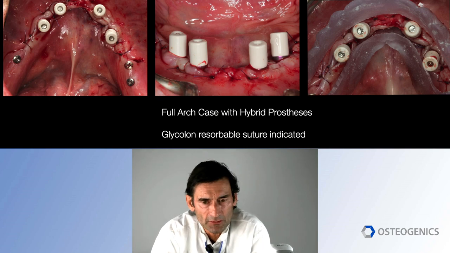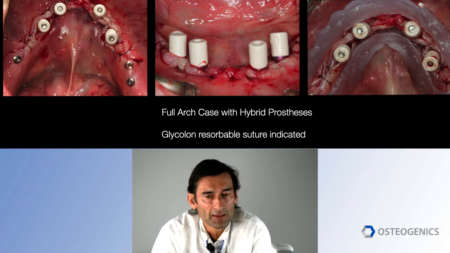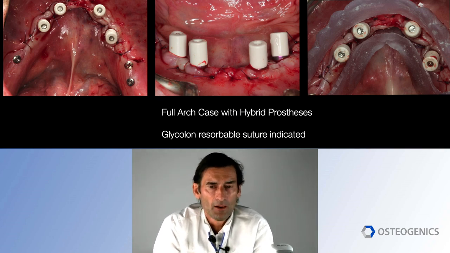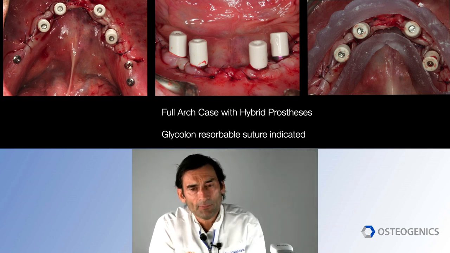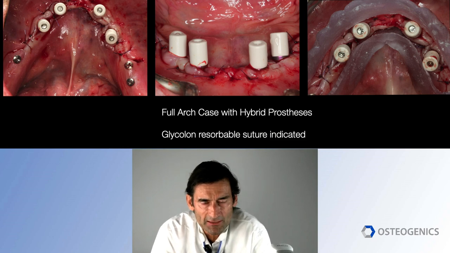Now let's go to a type of case that we do very often. It's your full arch case where you're doing an immediate delivery of a hybrid prosthesis. I don't know if you've seen some of the work that we've been doing on social media at Guide Dental, where we're treating these full arch cases like an all-on-four in failing dentitions or in denture cases with implants immediately, and then we're printing in-house a full hybrid prosthesis. But you have to close the flap.